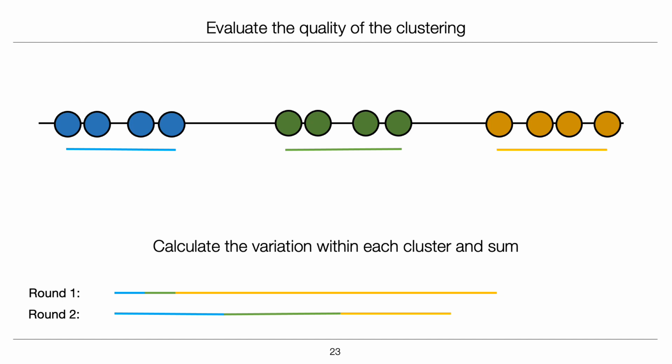The second round of clustering performed better, illustrated by the smaller total variation among the data points that belong to the same cluster, compared with the first round of clustering. So you can see round 2 has a shorter length for the total line compared with round 1.